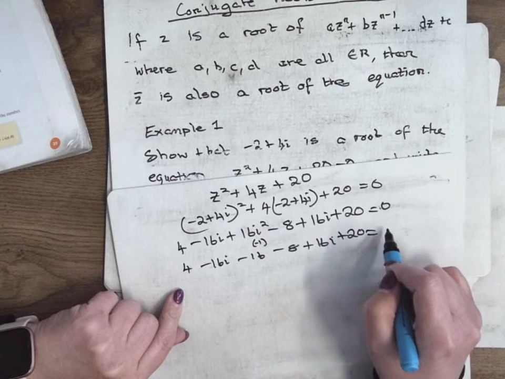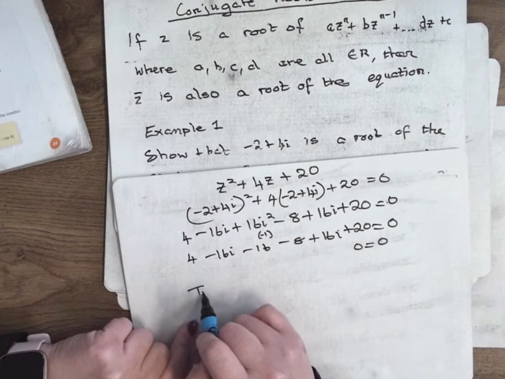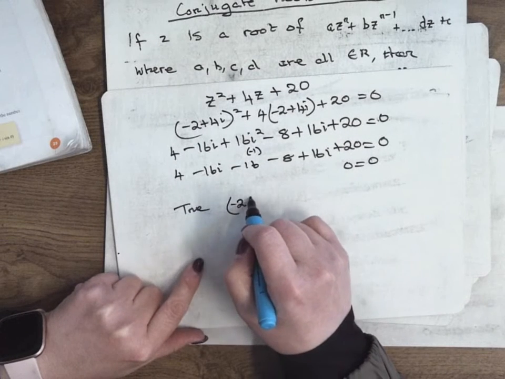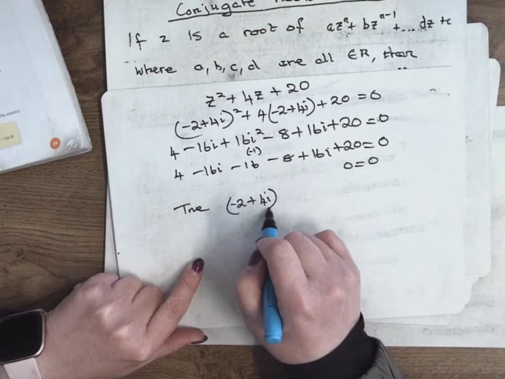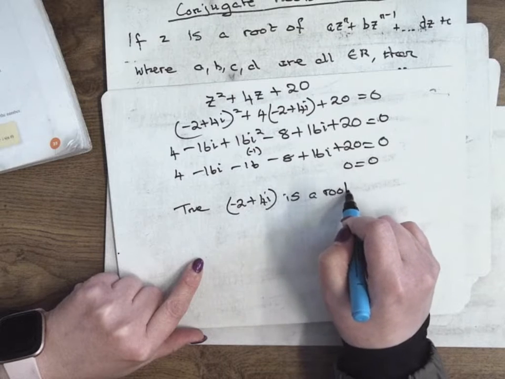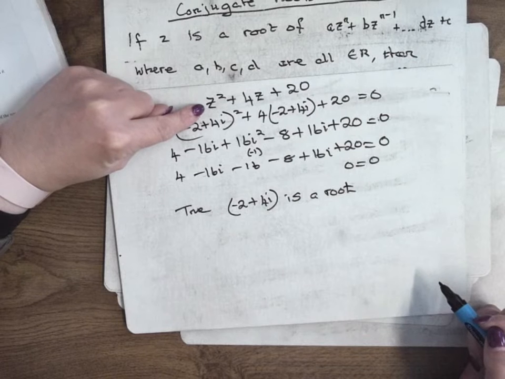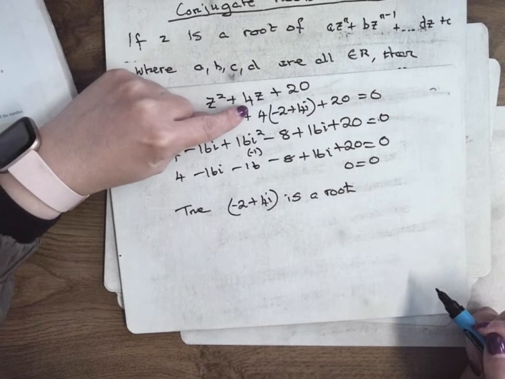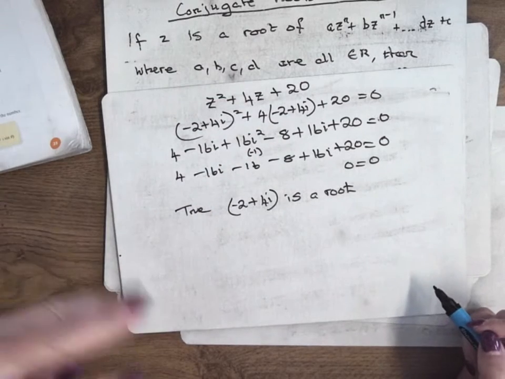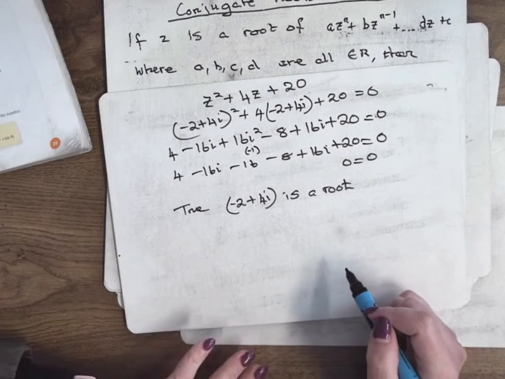And I'll end up with 0 equals 0. That's a true statement. So that means -2 + 4i is a root. Right? And because the coefficients of the z terms, as in that's 1, which is a real number, that's 4, it's also a real number, and that 20 is a real number, isn't it? Right? Because the coefficients are all real numbers, that means the conjugate roots theorem applies.